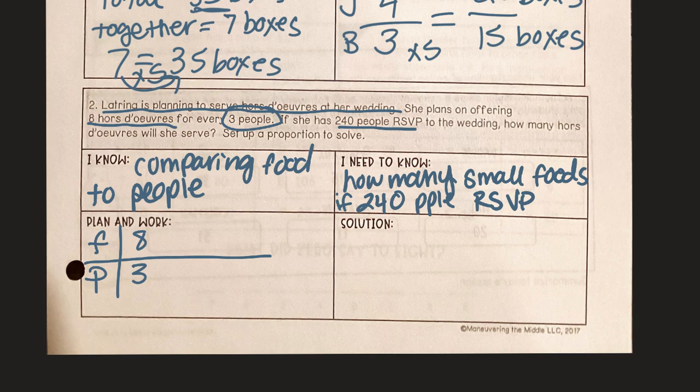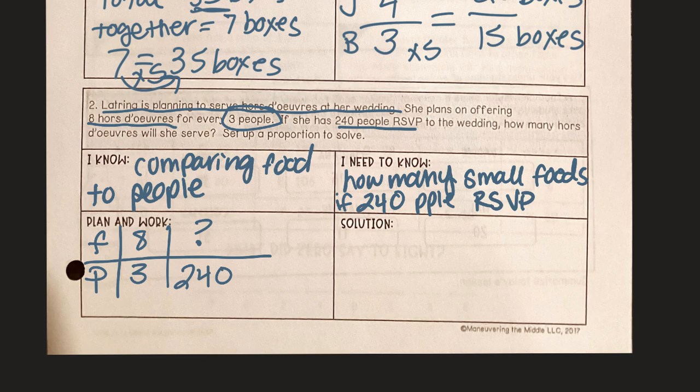And now I need to compare that to my total. My total was 240 people. 240. Okay. Therefore, I need to put my 240 people in the same section of my proportion as my 3 people. Okay, and then I need to put a question mark up here where my hors d'oeuvres are, because that's the value that I'm looking for. I'm trying to figure out how many hors d'oeuvres she's going to feed if 240 people RSVP.